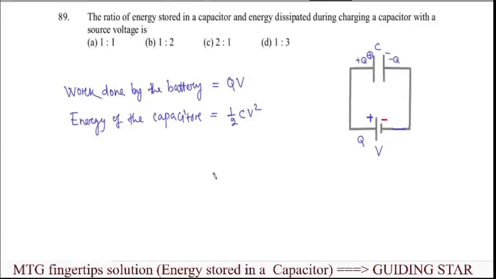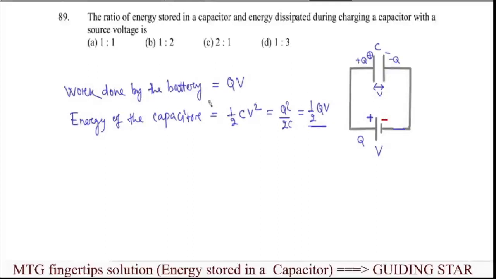Energy of the capacitor is how much? It is half CV square, another formula, or else we can write it simply as Q square by 2C, or else half QV. Clear? So in this connection, the capacitor will get charged up to a potential difference of V volts, same as the source potential. So the charge obtained is Q and the potential difference is V. That means energy across the plates of the capacitor will be how much?